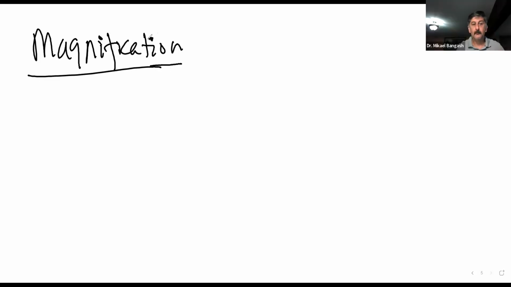Here goes. Any questions? No. Magnification. It is written magnified so you can read it. So what does magnification mean? It just means enlarging. Clear? Now, there may be different ways of enlarging.